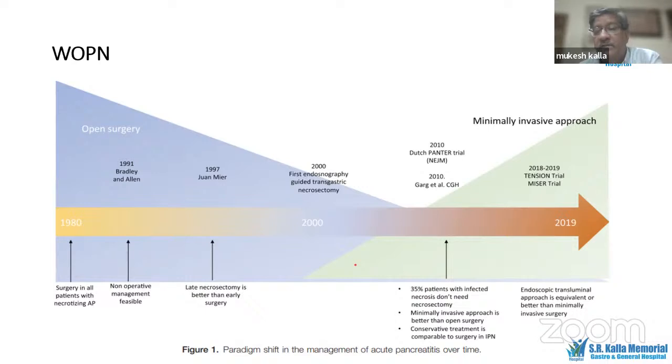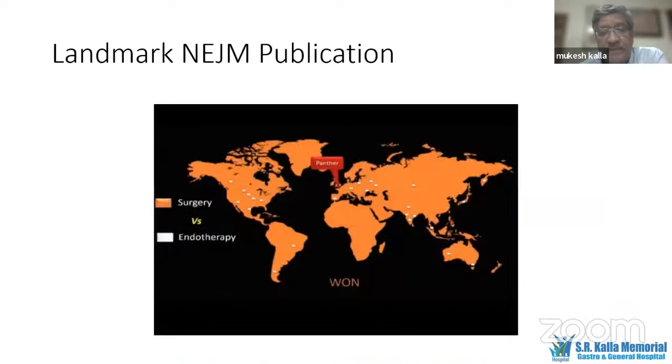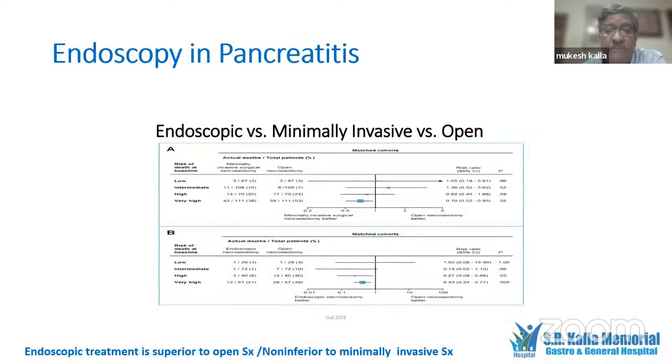But now, since the TENSION trial and MISER trial, these two trials have really revolutionized the changes in the approach to pancreatic fluid collections. Endoscopic management is now compared to minimally invasive surgical techniques. So this was the PANTER trial, which compared endotherapy to surgery, in cases of WON, and I consider it a landmark publication, a multicentric trial which changed the scenario of how we look at management of WON.